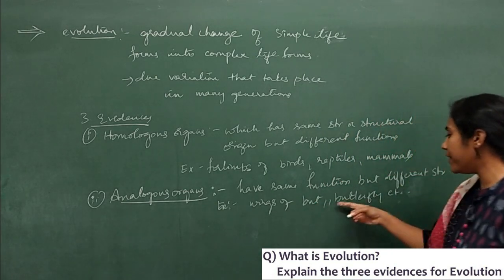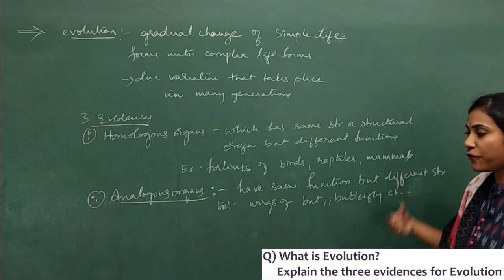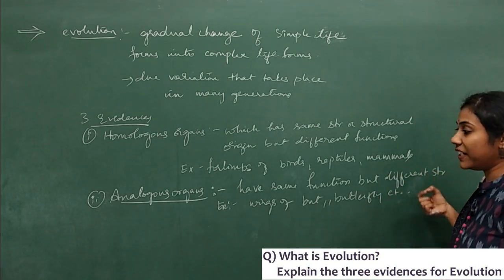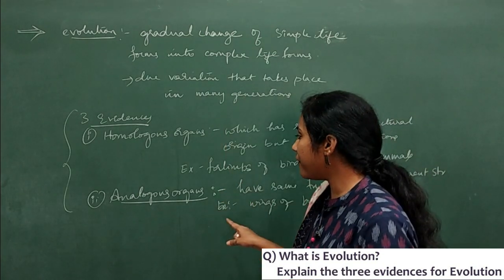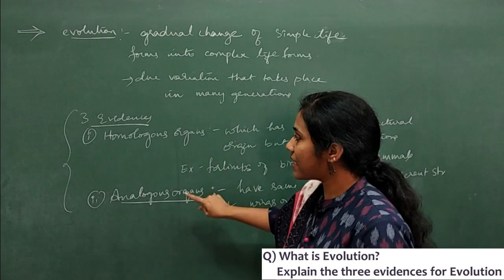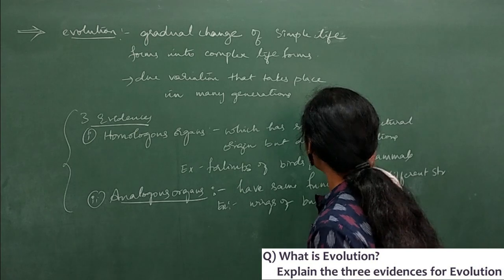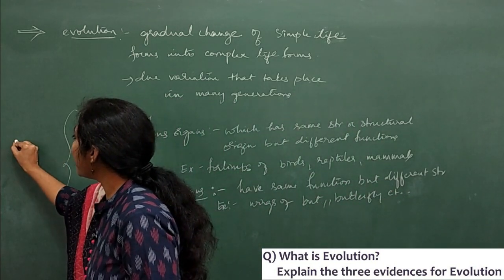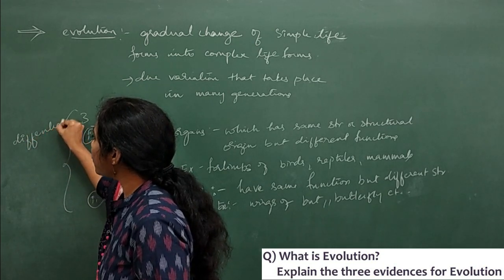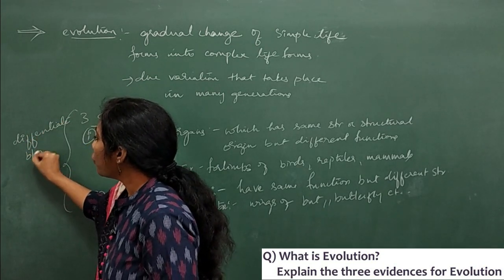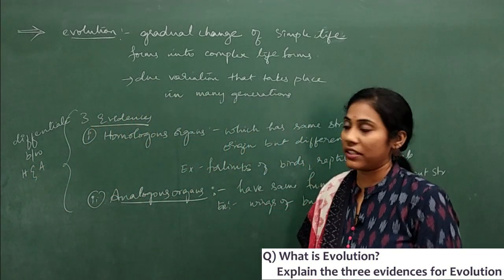Wings of a bat are different, wings of a butterfly are different. They have the same function, that is for flying, but they have different structure. This is analogous organs. Here the question can be asked in a different way. For 2 marks, they would ask you to write the differences between homologous and analogous organs, isn't it? So this topic can also be asked in the form of a differentiate format. Differentiate between homologous and analogous organs for 2 marks. Very, very important question. Clear?